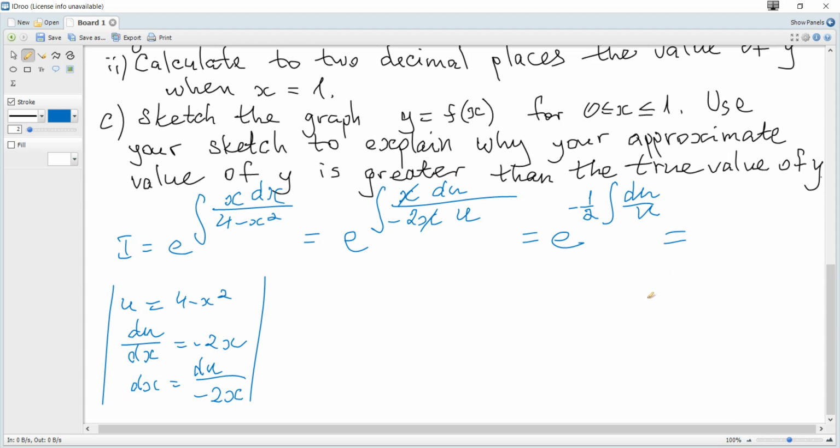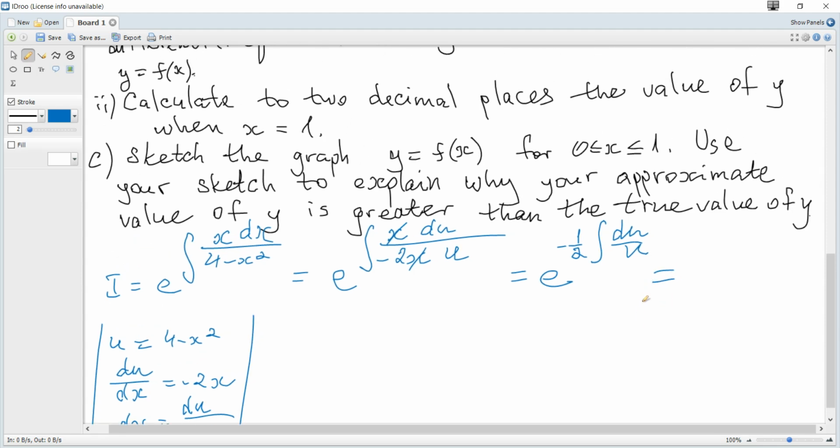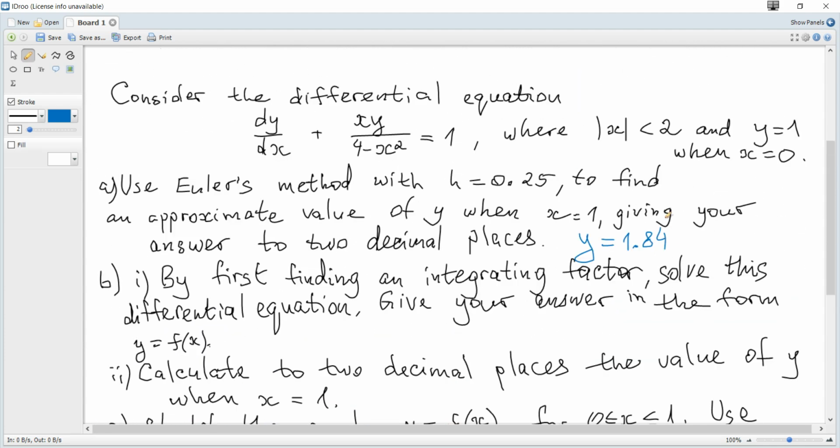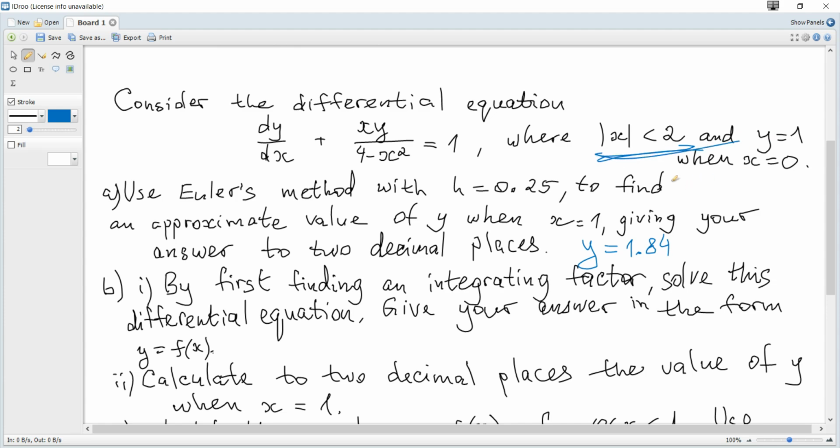In general, it's ln of the absolute value, but this absolute value is not required for the integrating factor, and also it is given that the absolute value of x is less than 2, so 4 minus x squared is positive.